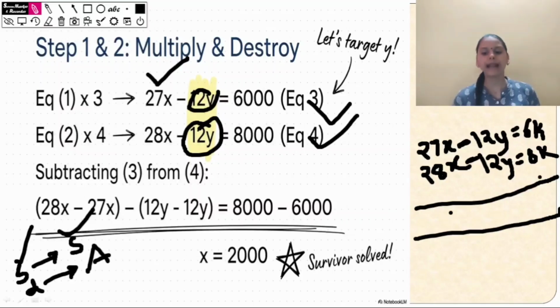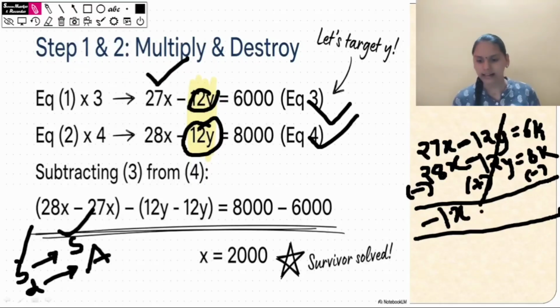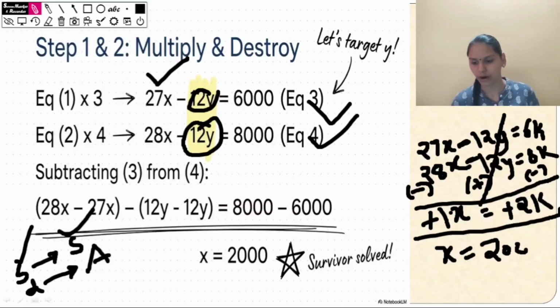Now, to subtract any algebraic equations, what you actually do is you change the sign. If it is plus, change it to minus. If it is minus, change it to plus. Now start solving. 27 minus 28 will give you minus 1x. These both will get cancelled. 6 minus 8 will give you minus 2000. Now this minus and this minus will go away. Now x is equal to 2000. Yes, you got it. x is equal to 2k or 2000.